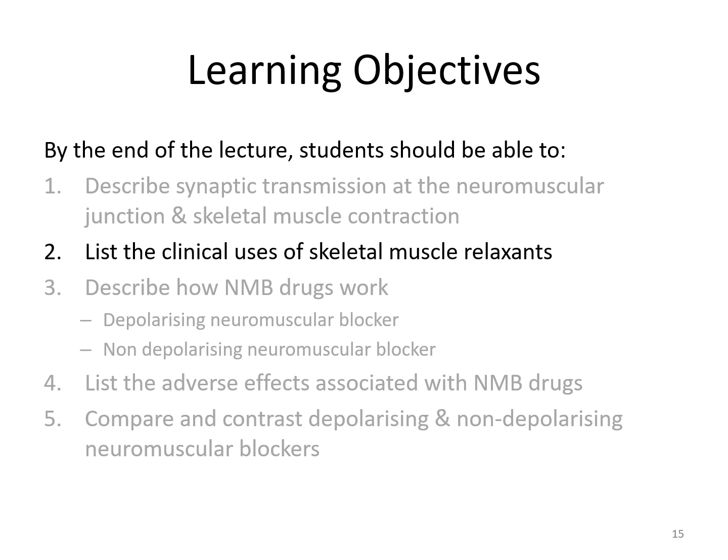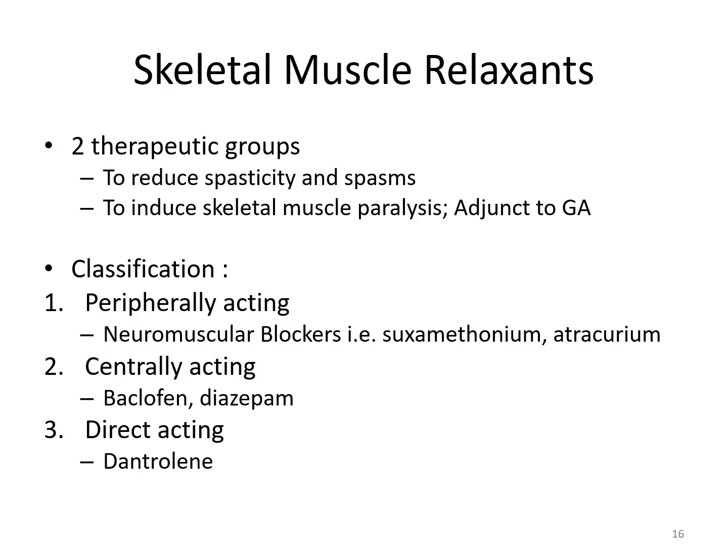So now we move to the second learning objective, which is about clinical uses of skeletal muscle relaxants. Drugs that affect skeletal muscle function. Basically, there are two therapeutic groups: those that are used to reduce spasticity, in other words stiffness, and also spasms, which involve the centrally acting muscle relaxants, which are also direct acting; and those that are used during surgical procedures to induce skeletal muscle paralysis, as an adjunct to the general anesthetics.